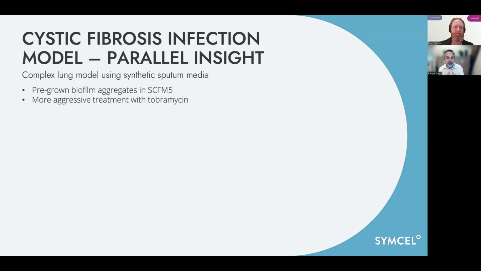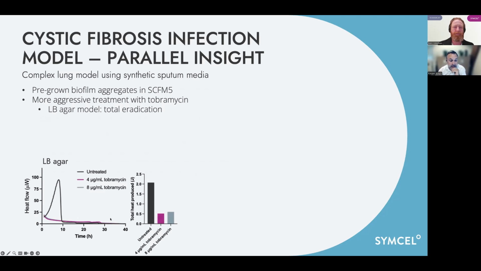So we have done this with other biofilm infections. We have also worked on a cystic fibrosis sputum model system where we wanted to look into whether we can make a cystic fibrosis model. And here we added much more aggressive treatments compared to what we had in the wound. Here we used tobramycin, but everything else was done the same way, again with Pseudomonas aeruginosa, and then compared to an LB agar.